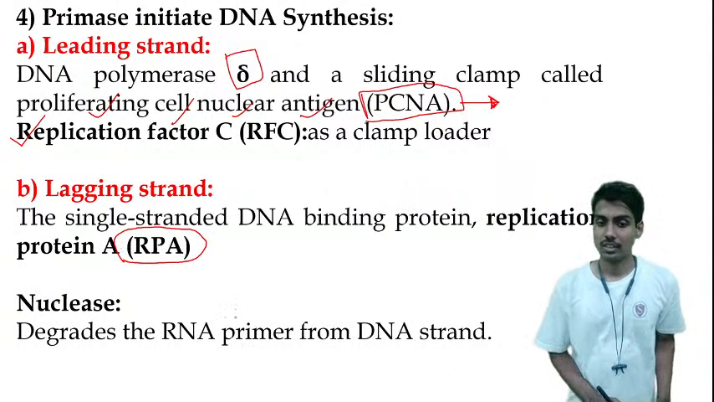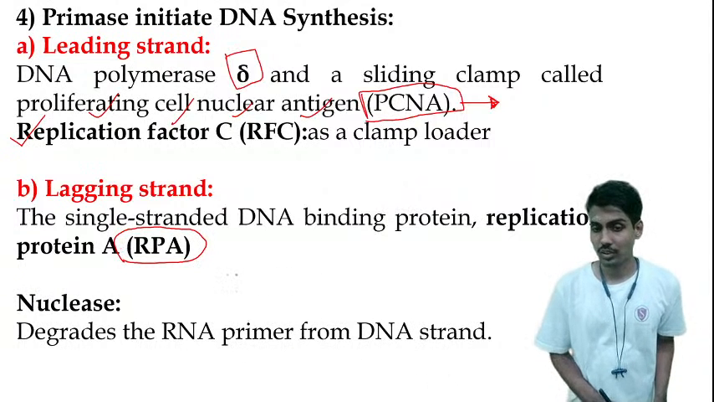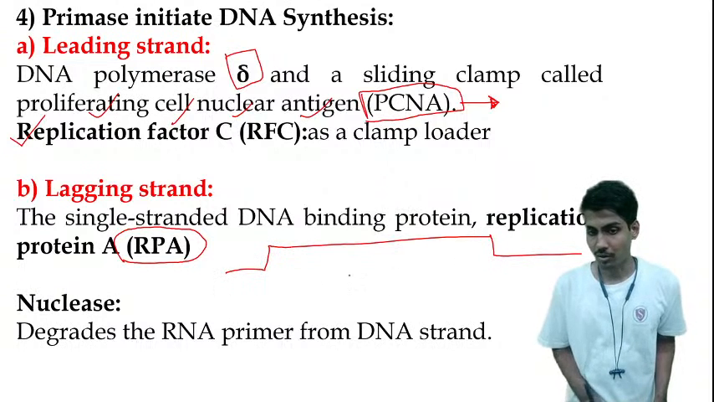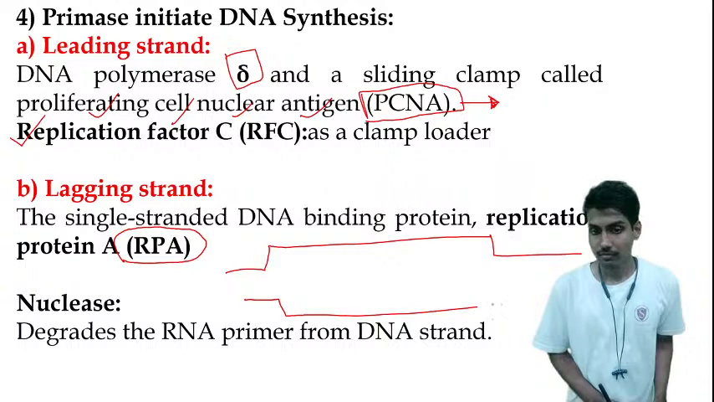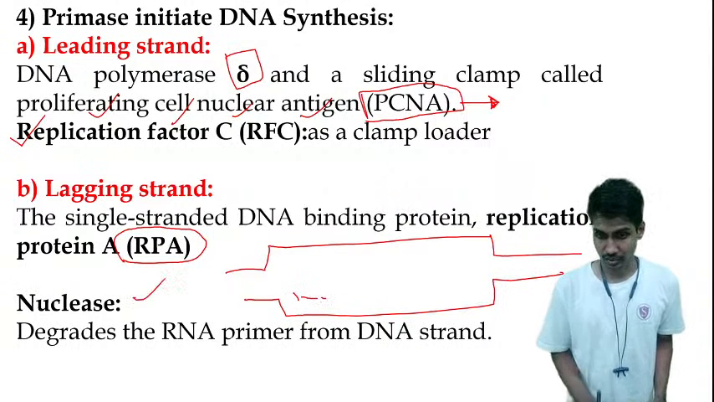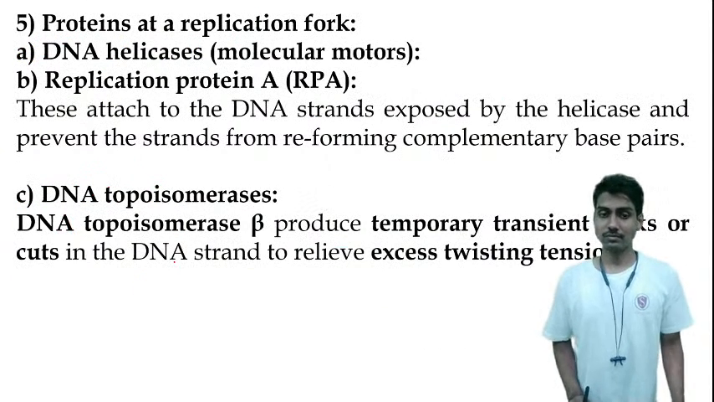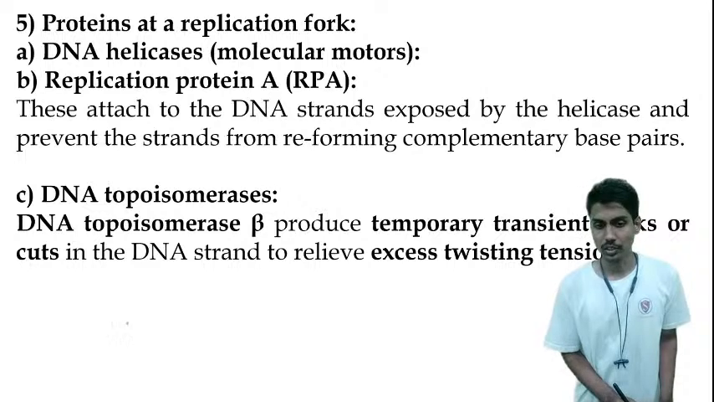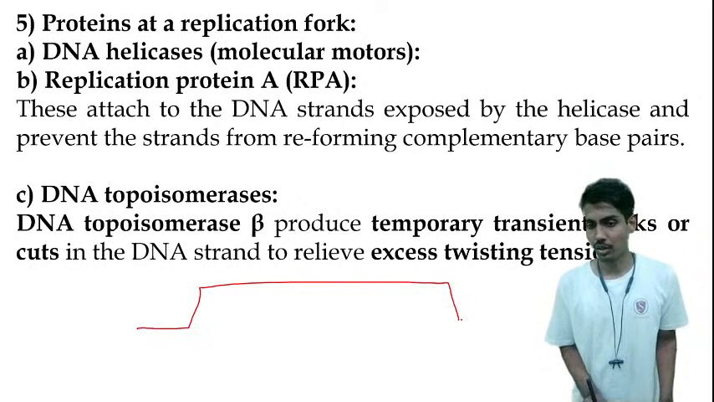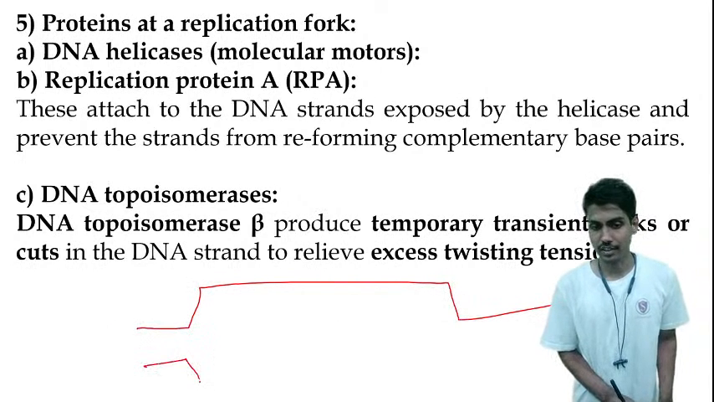So obviously the next enzyme: once these RNA primers are formed, they are going to be removed by which? By the nucleases. So the next enzyme will be nuclease. Now let's see one by one the proteins on this replication fork in eukaryotes in detail.